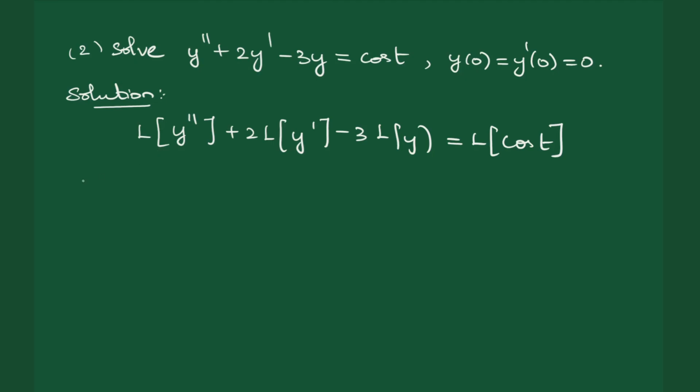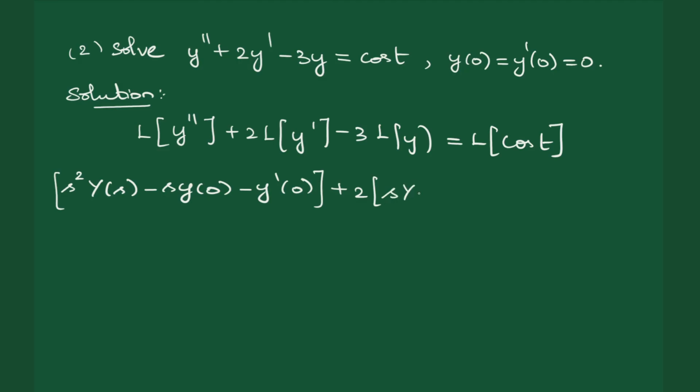So now we can use the appropriate formula, that is s square into capital Y of s minus s into y of 0 minus y dash of 0. So this is the formula for L of y double dash, plus 2 into the formula for L of y dash, which is s into Y of s minus y of 0, minus 3 into Y of s. So this is equal to L of cos t.